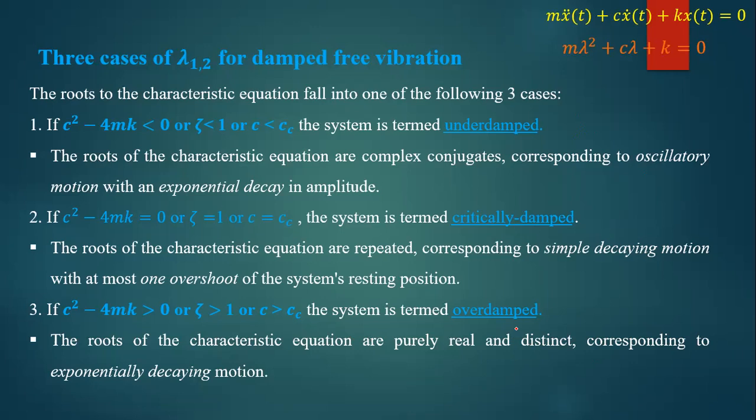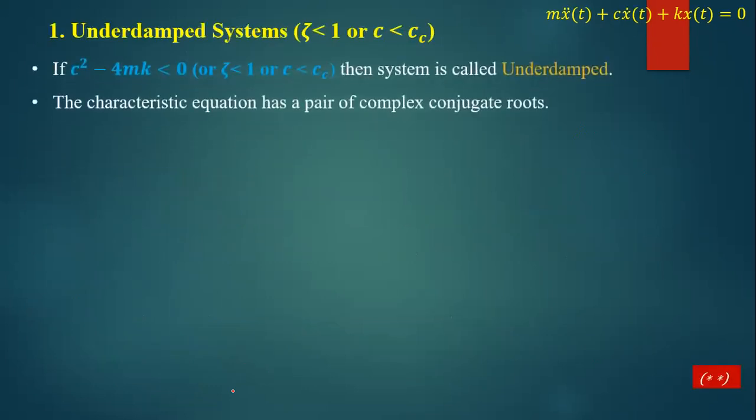Another is the overdamped case, where the roots of the characteristic equation are purely real and distinct. This is the case in which exponentially decaying motion is happening. So let's see one by one. The first and most important case is the underdamped case. When the system is underdamped, zeta is less than 1. During this time, the characteristic equation gives us a pair of complex conjugate roots.